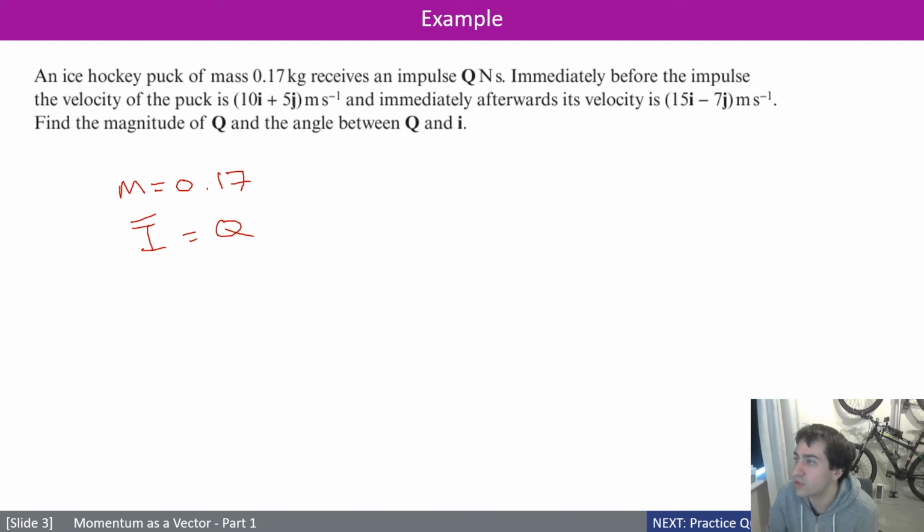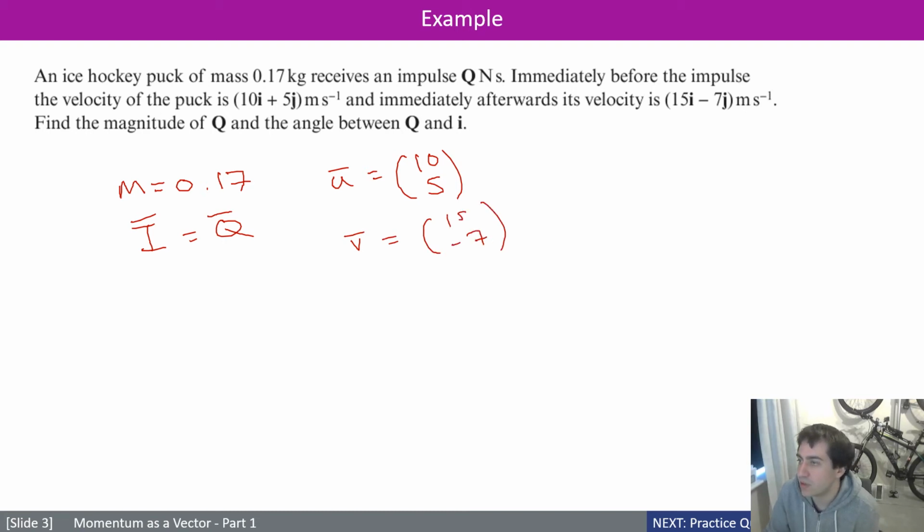Notice q is in bold, so q is itself a vector. Within the textbook, the bold is there for a reason, so just remind yourself of that. That is actually a vector. So I is basically q. Immediately before the impulse, the velocity of the puck is 10.5, and immediately afterwards, its velocity is 15 minus 7.